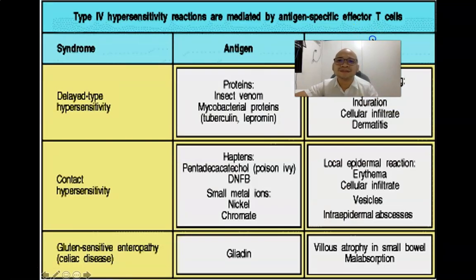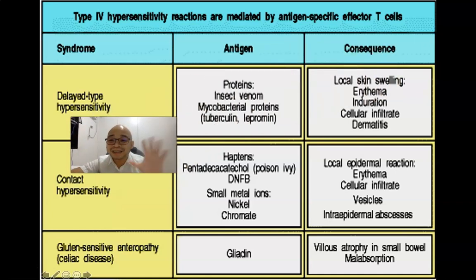Okay? So, let's go here to the table. Here we have the three common types of type 4 hypersensitivity reaction. The first one is called delayed type. The most common examples of antigens here are proteins such as insect venom, such as bee stings, and mycobacterial proteins such as tuberculin and lepromin.